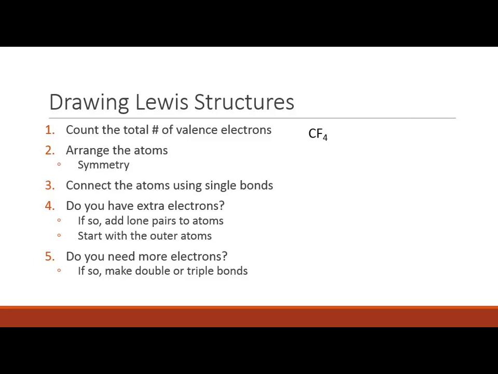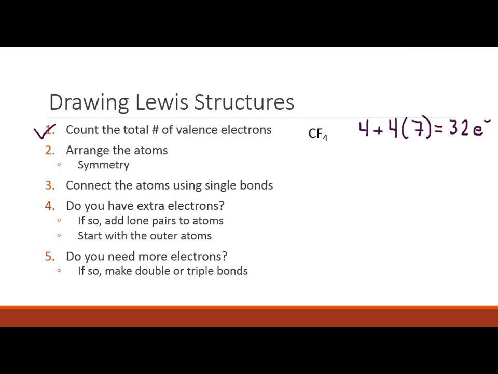Looking at our second example, it seems very similar, right? But this time we have carbon with 4 fluorines around it instead of 4 hydrogens. So how does that change things? Well, carbon still brings 4 electrons to the party because it's in column 4A. We have 4 fluorines. Those are in column 7A, so each of those brings a total of 7 electrons, which gives us a grand total of 32 valence electrons that we need to work with here. All right, so that's step 1. What about step 2? We need to arrange the atoms.